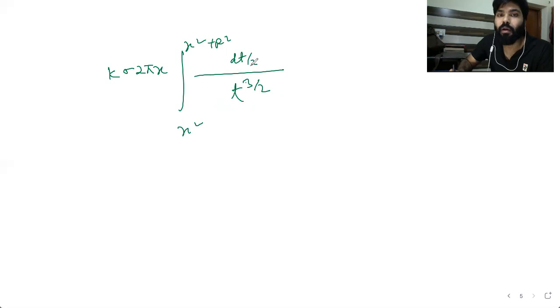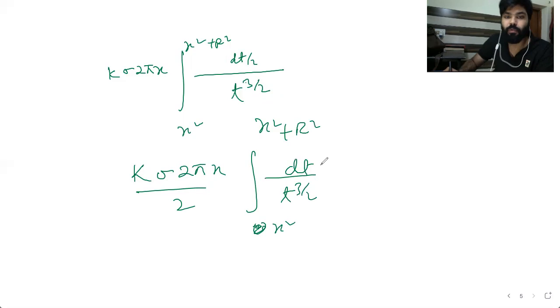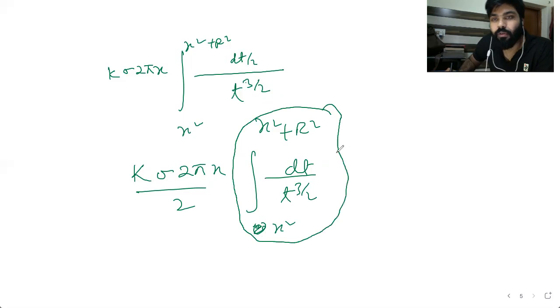You can carry this 1 by 2 outside the expression too, and this will convert it into a simpler expression. This is X square and this is X square plus R square, t raised to the power 3 by 2 dt. And this is a very simple algebraic integration. Everyone knows how to integrate such a simple expression. Let me show you how to integrate.